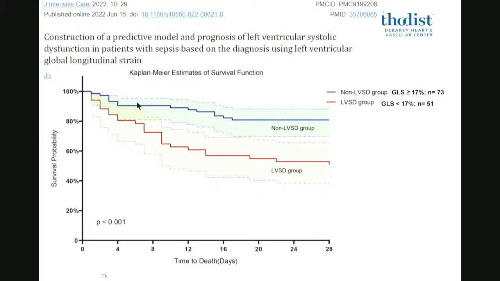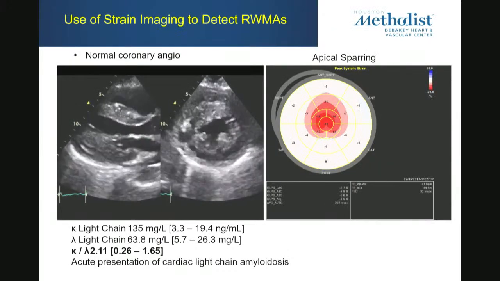And you can see that they have a reasonably decent outcome, and those with a reduced GLS have a worse outcome acutely. So even in the setting of sepsis, which we know is a condition that can affect the myocardium, measurement of GLS may give us also an indication of a higher risk group of patients that might require different management.